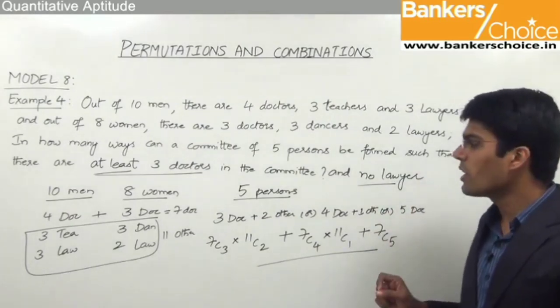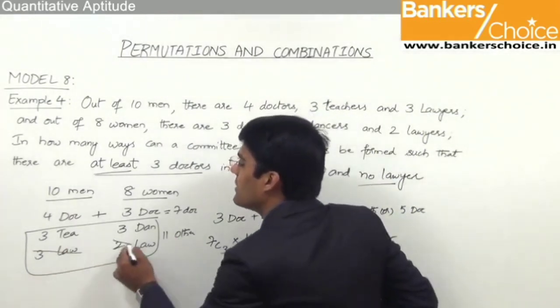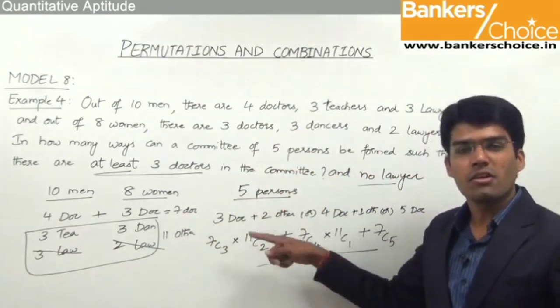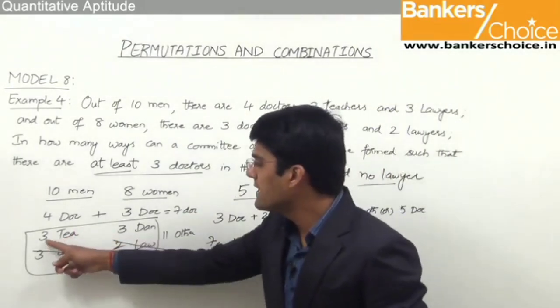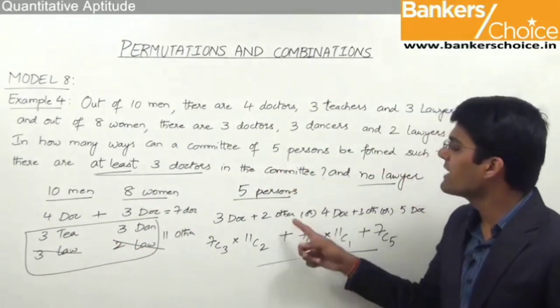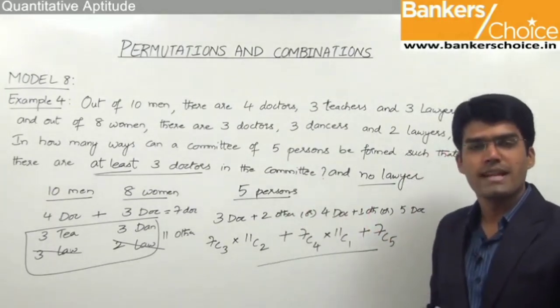So while doing this, for the second half, we need not consider these lawyers here. We can say that out of 7 doctors, either 3 doctors or 4 doctors or 5 doctors are required, and from the remaining we have 3 teachers and 3 dancers. That means the remaining are 6 persons. Out of those 6 persons, we can have 2 persons or 1 person or no person in the third case. So that's how you go for it.